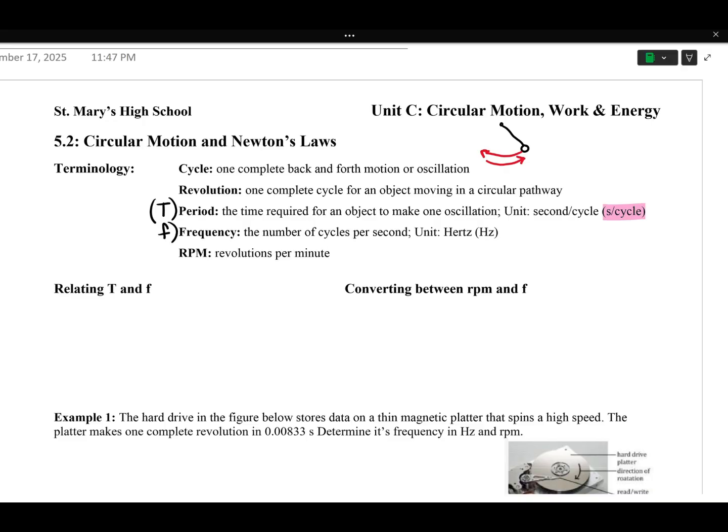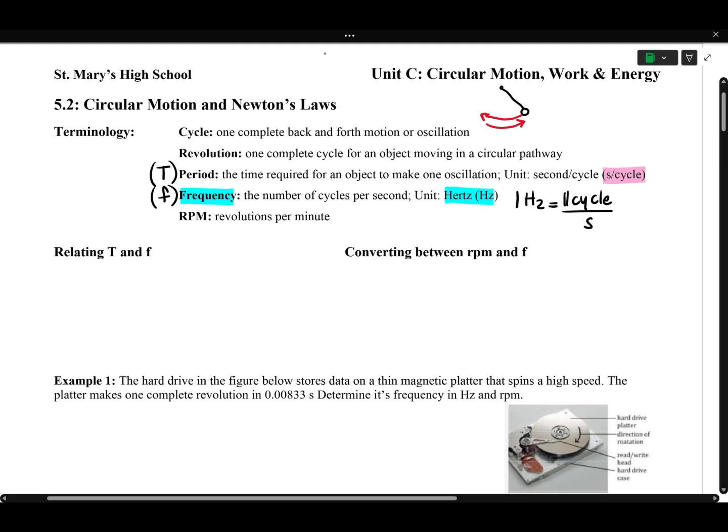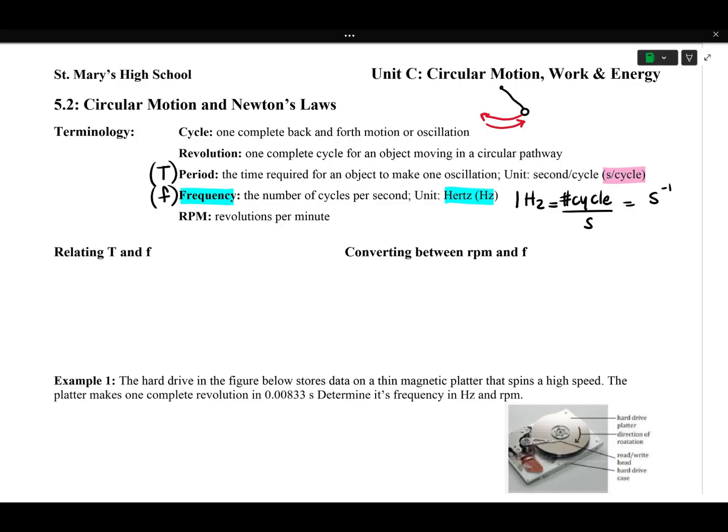Frequency now, this is the one that uses hertz as its unit. This is the number of cycles per second. So when we look at frequency, we are looking at a hertz. 1 hertz is equivalent to 1 cycle over seconds, or your number of cycles per second. Sometimes you may see it written as s to the -1. An RPM is a revolution per minute, and this is your cycles per minute. So how many cycles do you get in 1 minute?